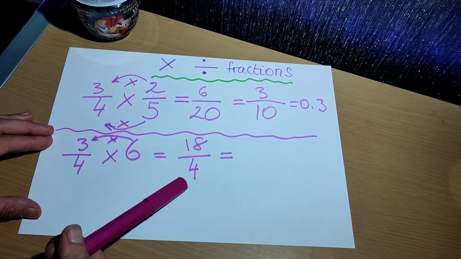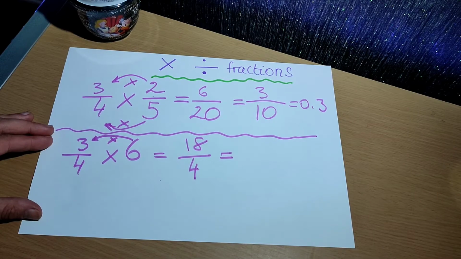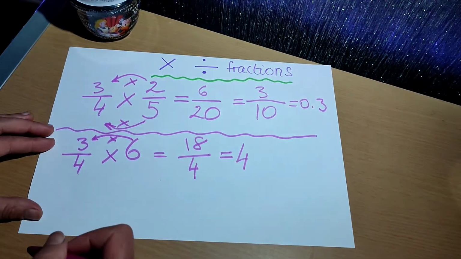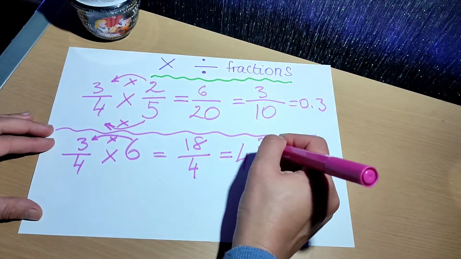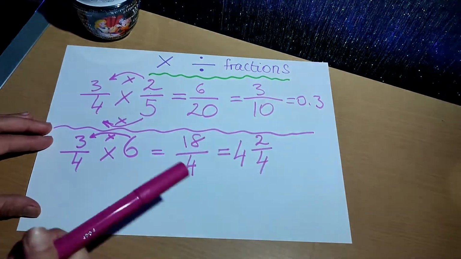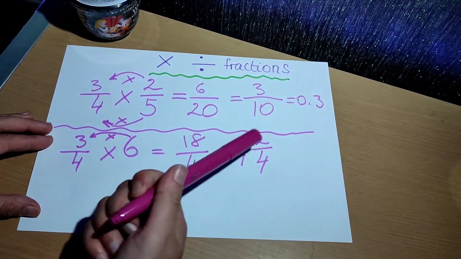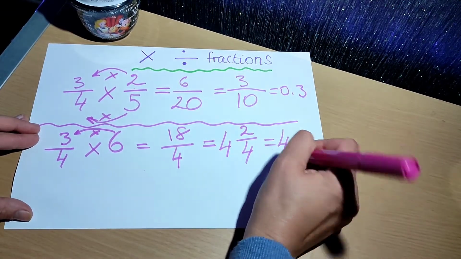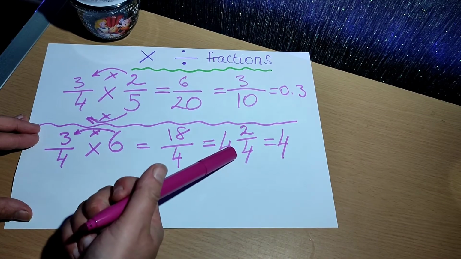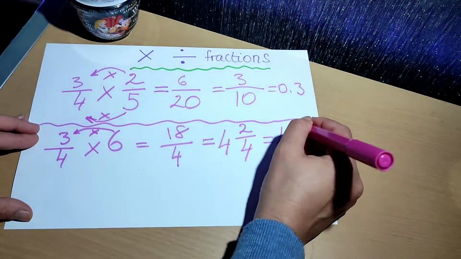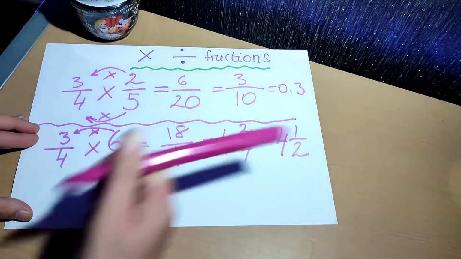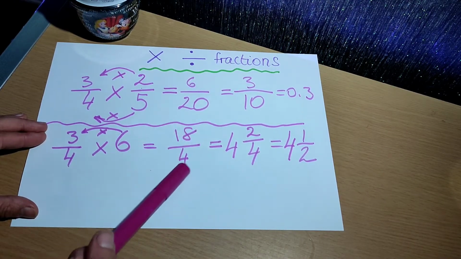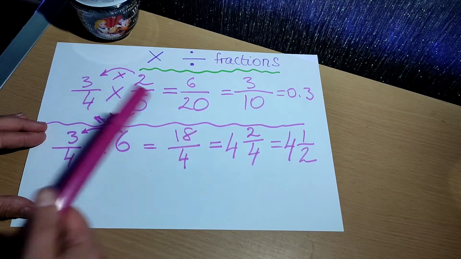How many 4s can you fit in 18? Well, I can fit in 4 4s because I know that 4 times 4 is 16 and 2 will be left over. Right, 2/4. Can we simplify 2/4? Don't forget your whole number. Whole number just stays the same. What's 2/4 the same as? Half. That's right. So 4.5. But for the sake of your SATs, you could just leave your answer as an improper fraction.